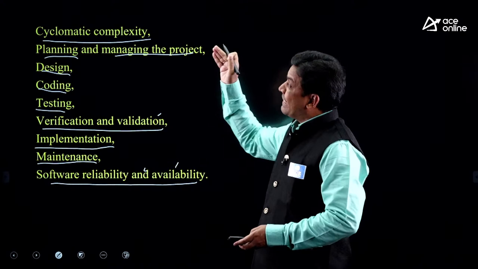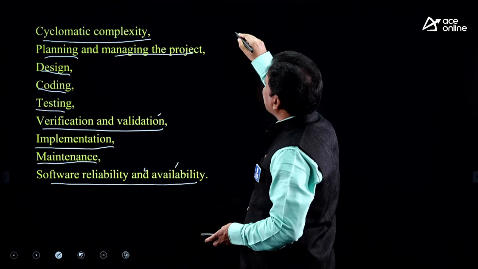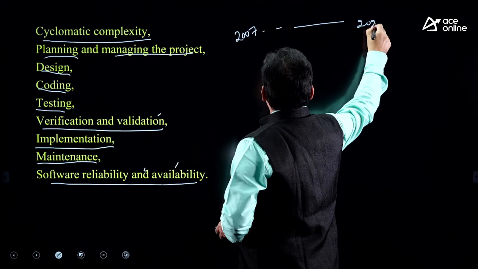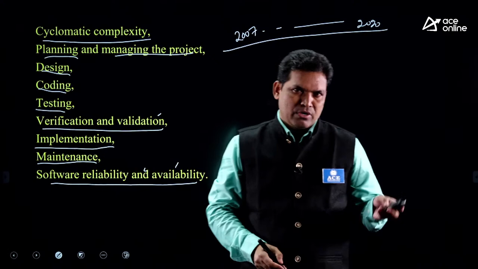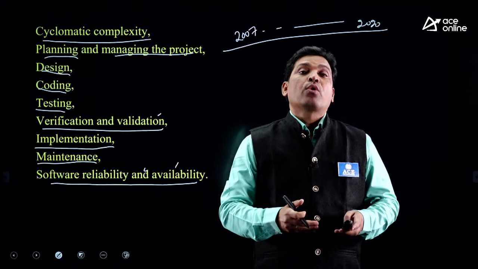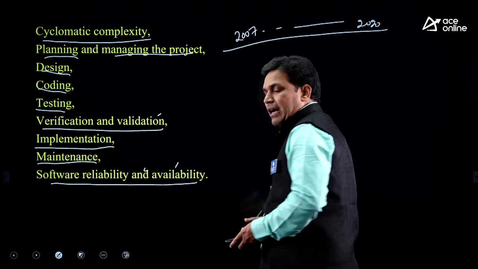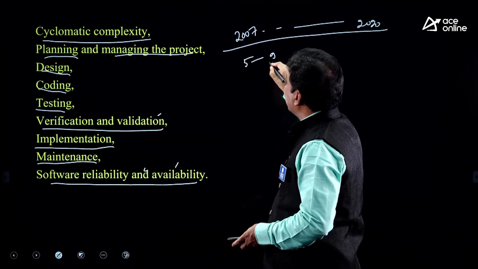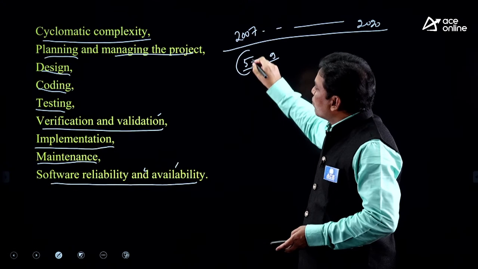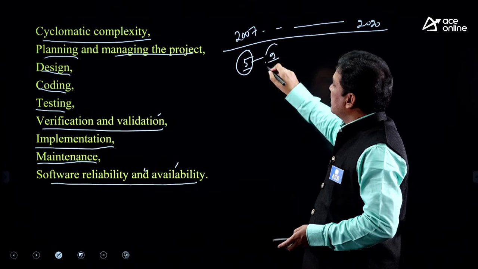Now what is the weightage of this particular subject, software engineering? From 2007 onwards till 2020, in various years, 2007, 8, 9, 10, 11, 12, and so on, till 2020, what is the weightage? How many questions were asked? Year-wise, they had asked around 5 questions at minimum. Some of the years they had asked 8 questions, 7 questions. Maximum they had asked 9 questions from the subject software engineering.